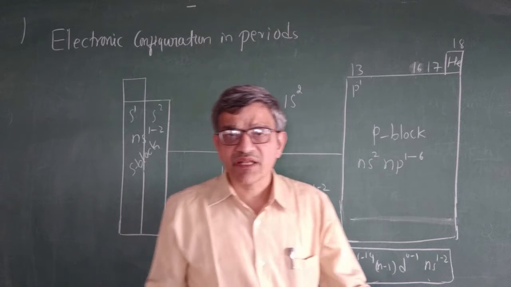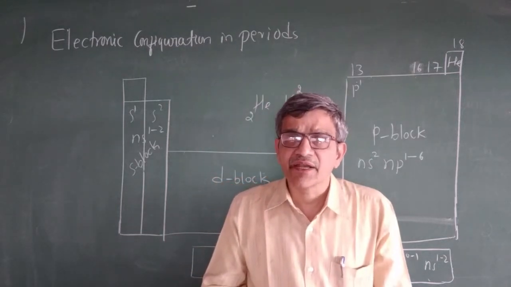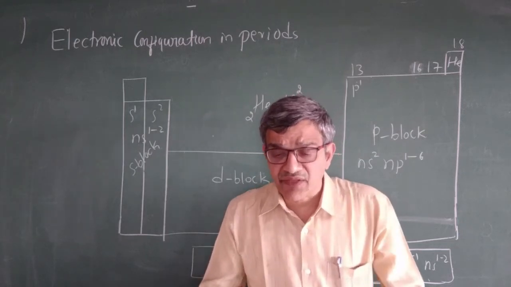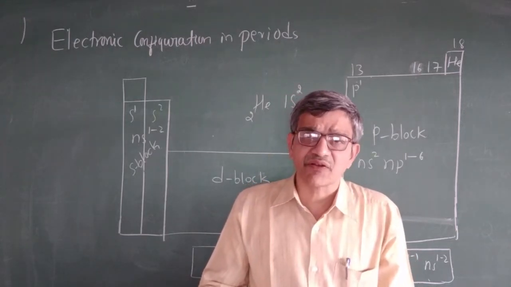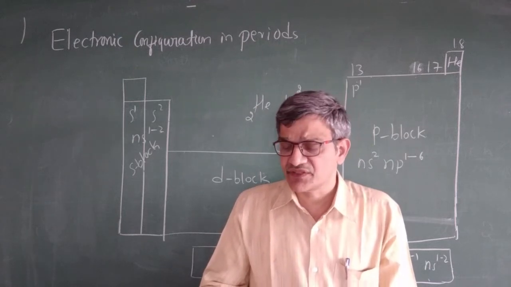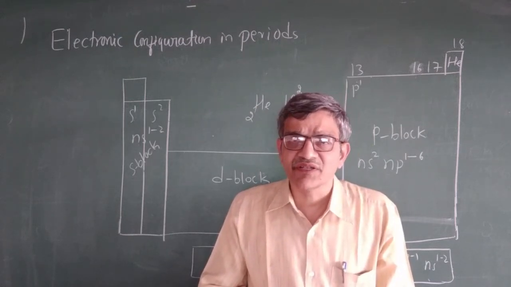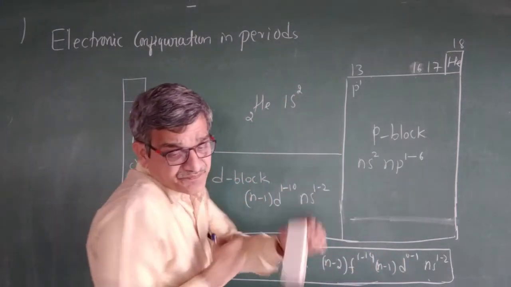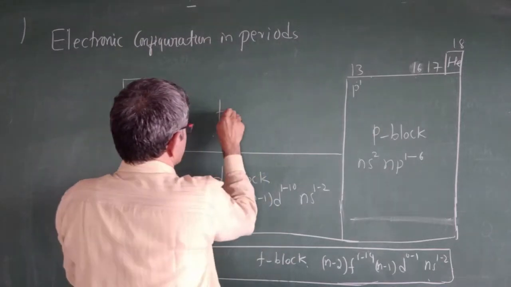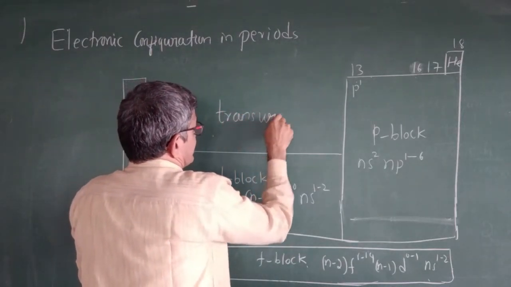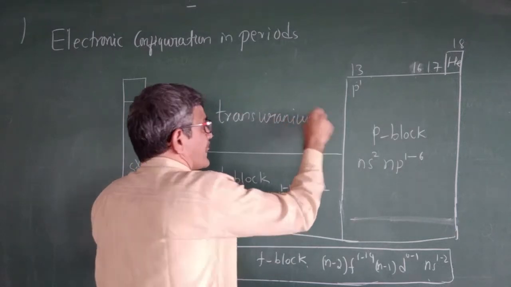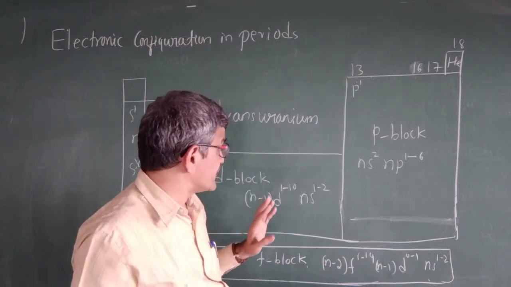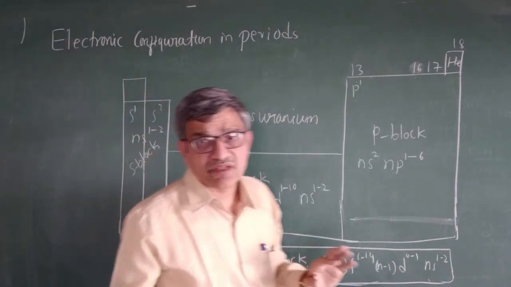Here in the case of f block elements, most of the elements we find are radioactive elements. After uranium, the elements coming after uranium are called trans uranium elements. ಯಾವ ಎಲಿಮೆಂಟ್ಸ್ ಬರ್ತಾವೆ ಅದಕ್ಕೆ ಟ್ರಾನ್ಸ್ ಯುರೇನಿಯಂ ಎಲಿಮೆಂಟ್ಸ್ ಅಂತ ಹೇಳ್ತಾರೆ. Trans uranium, after uranium. So they are called trans uranium elements.